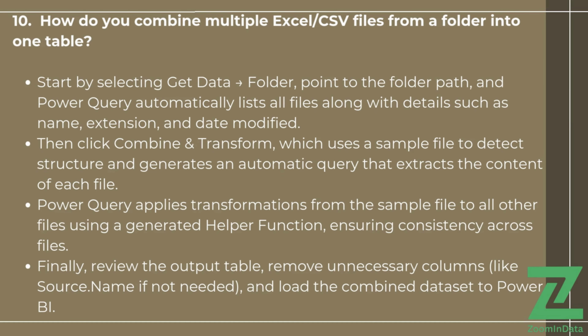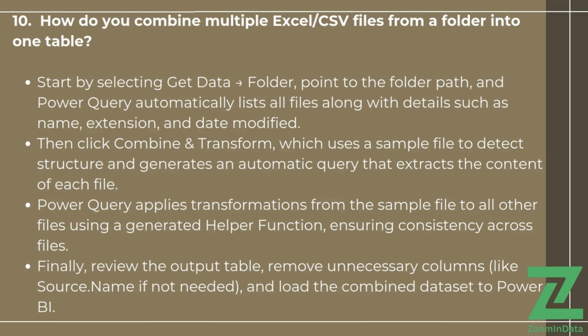10th question: how do you combine multiple Excel or CSV files from a folder into one table? Start by selecting Get Data, then Folder, point to the folder path, and Power Query automatically lists all files along with details such as name, extension, and date modified. Then click Combine and Transform, which uses a sample file to detect structure and generates an automatic query that extracts the content of each file.